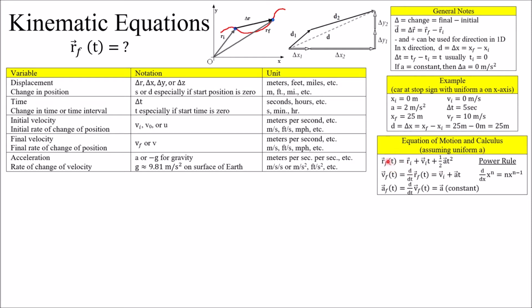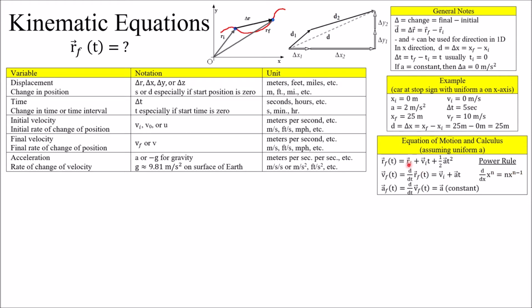constant acceleration, we can start with this equation of motion here: your final position equals your initial position plus your initial velocity times time plus 1/2 times the acceleration times time squared. And so we use the derivative, like we said on the last slide, to get to velocity. We're taking the derivative with respect to time. We're going to use the power rule. We multiply the n down front, and we subtract 1 from the power.